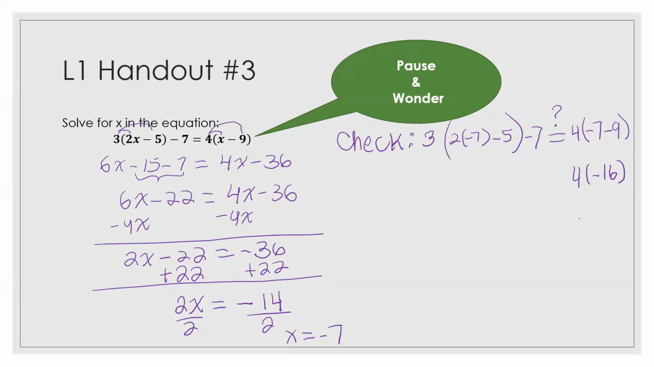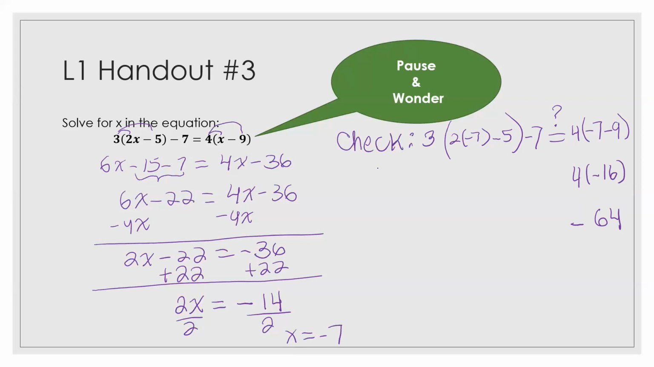Positive times a negative is a negative. 4 times 16 is 64. Now, how do you think about that? 4 times 10 is 40. 4 times 6 is 24. 40 plus 24 is 64. That's one way of thinking about it, okay?